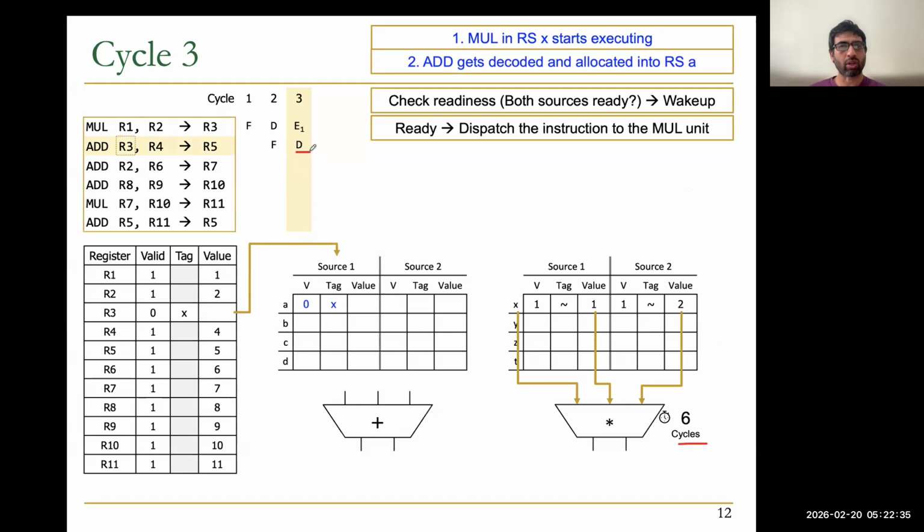And then add is also decoded using the same procedure. So for add, the source operand is R3. Now R3 is invalid. So we move validity information into the reservation station for the adder. And since the value is not available, we record the tag here. We record or move the tag in the reservation station A. Then we do the same thing with the second operand.